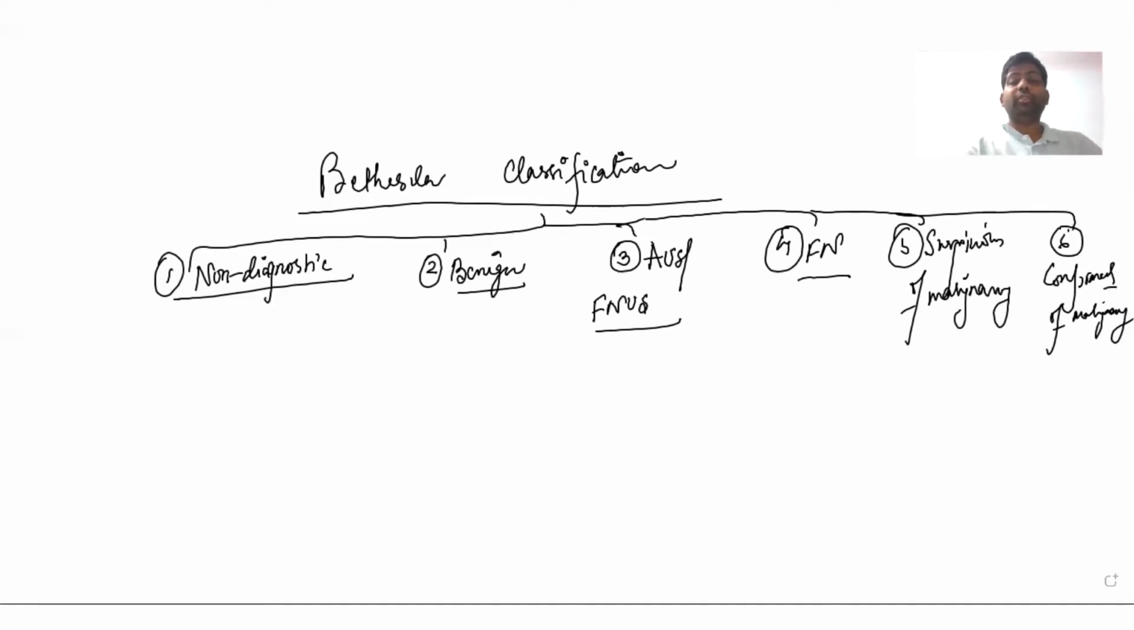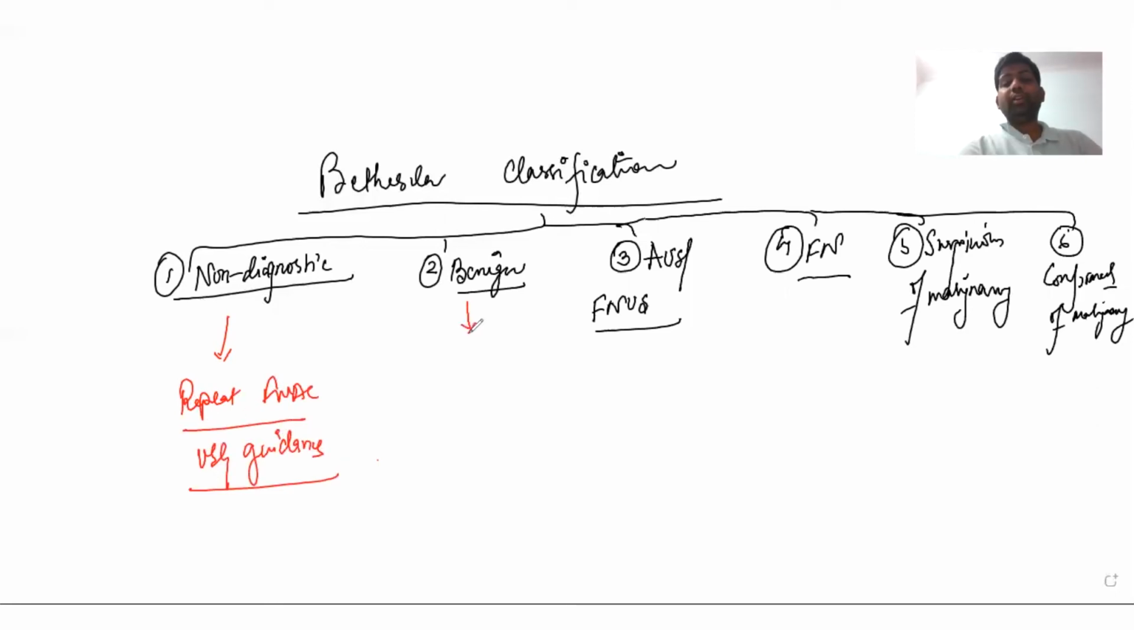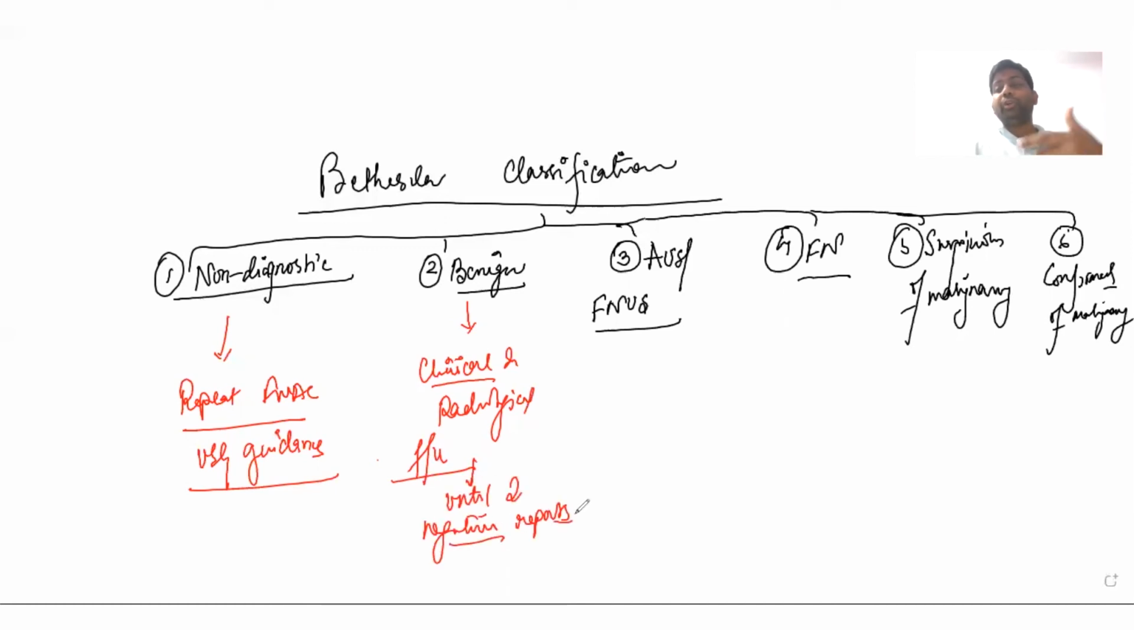Now, let's see what we do if we find a non-diagnostic report in FNAC. In case of a non-diagnostic or inconclusive report, we have to do a repeat FNAC. And this time the repeat FNAC has to be under ultrasound guidance. If the report comes out to be benign, we do clinical and radiological follow-up. How long do we follow up? Until we get two negative reports, and the follow-up is done at 1 year interval.